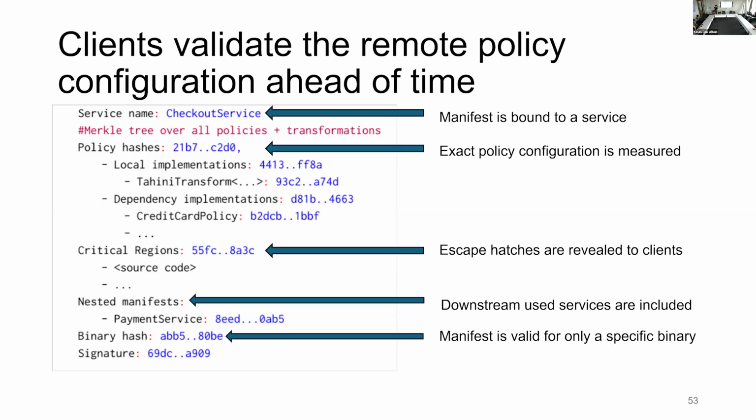if I, as a service, am connecting to another service down the road, well, I want to be able to inform my client about what are the privacy properties of the service I'm connecting to. And to that effect, we also include recursively all the manifests of the downstream services. And eventually, because this happens during compilation, we bind this manifest to a specific binary hash that ensures that the privacy properties are only valid for a specific build.